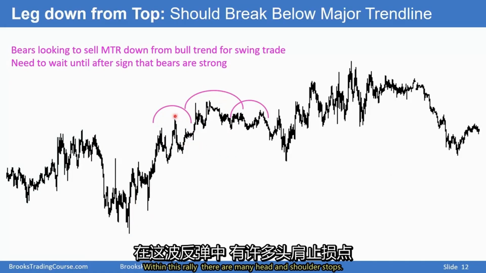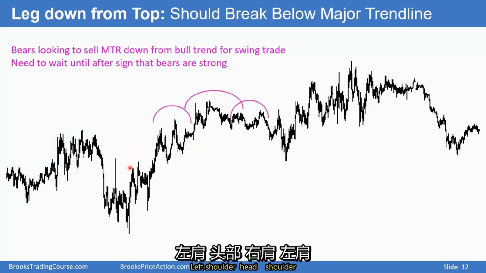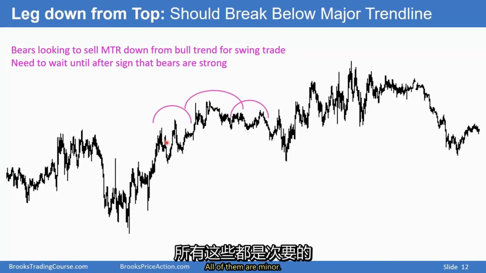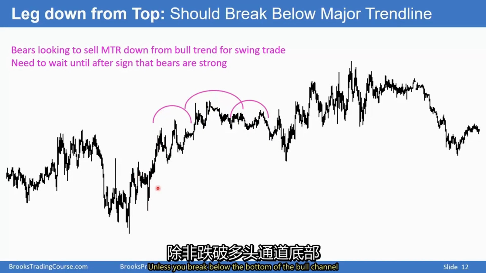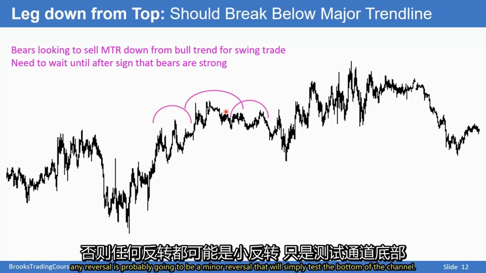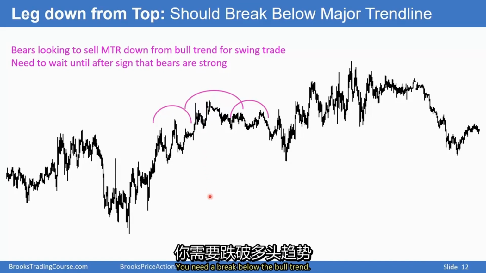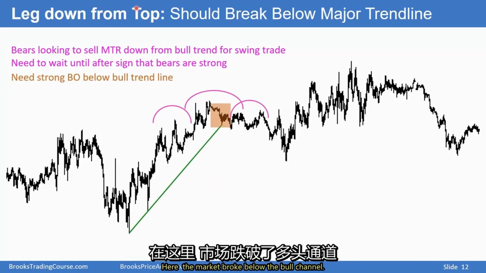Within this rally, there are many head and shoulders tops: left shoulder, head, right shoulder, left shoulder, head, right shoulder, and then a smaller left shoulder, head, right shoulder. All of them are minor. Unless you break below the bottom of the bull channel, any reversal is probably going to be a minor reversal that will simply test the bottom of the channel. You need some evidence that the bears are strong. You need a break below the bull trend.